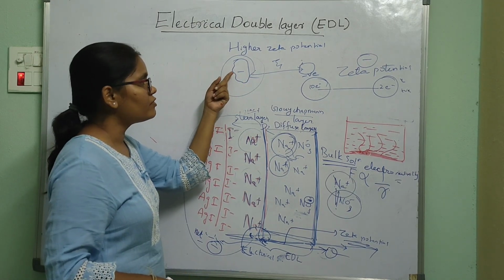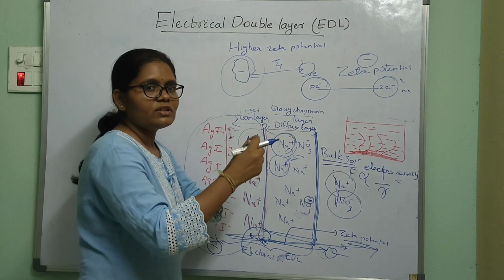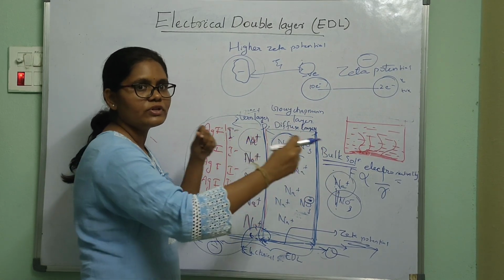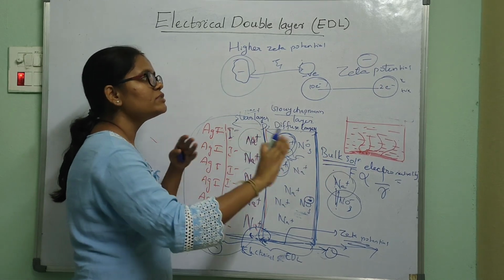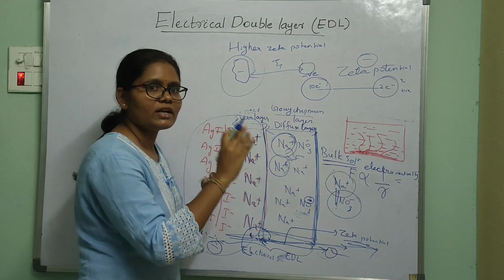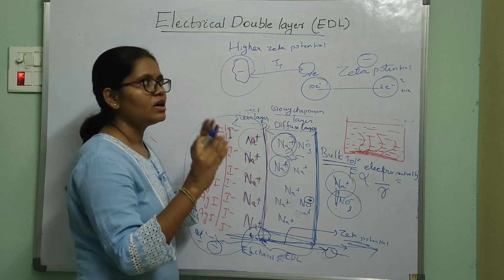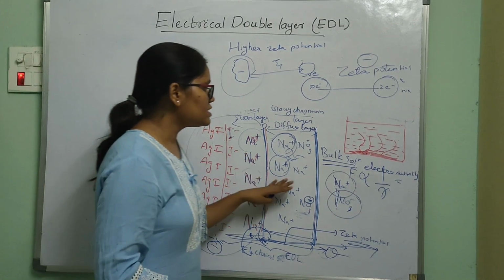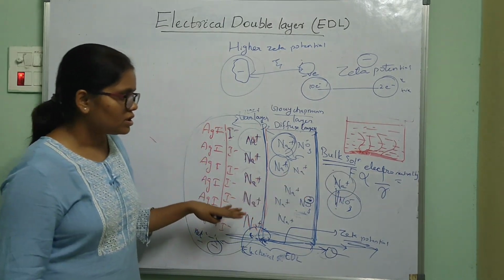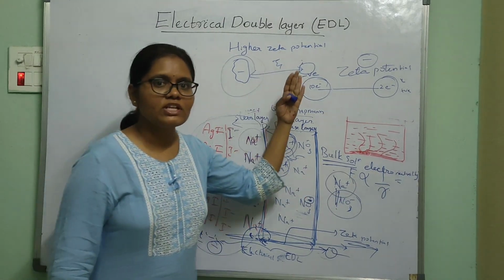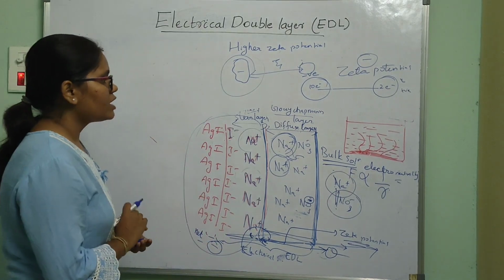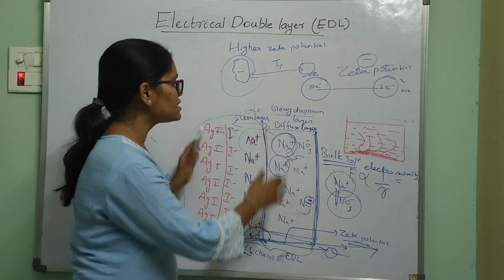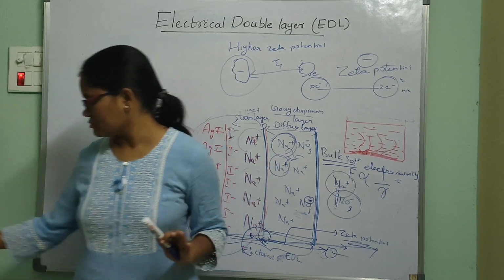If the charge is high on one particle, automatically the charge on the other colloidal particle will be high. Therefore, there will be more repulsive interactions. When there are repulsive interactions, that means the colloidal solution will be stabilized. Okay. So this is how the electrical double layer is important for the stability of colloidal solutions. Now let us see the factors on which the electrical double layer depends.